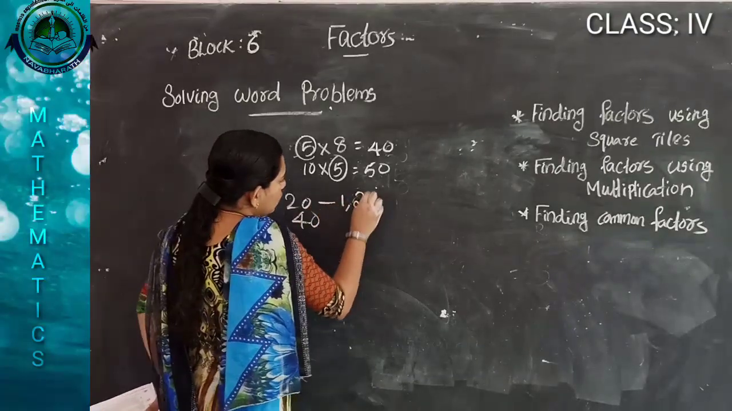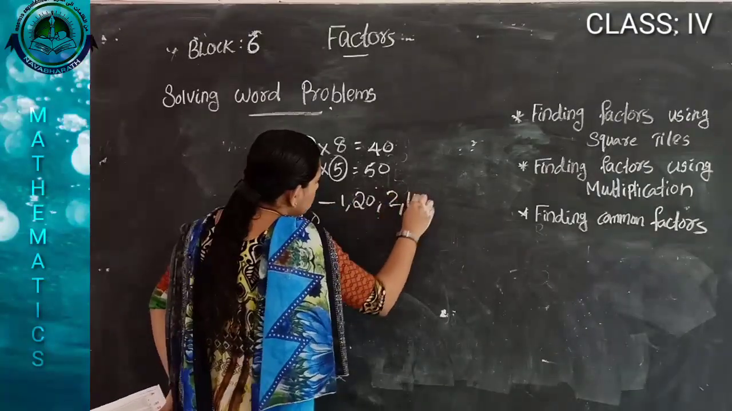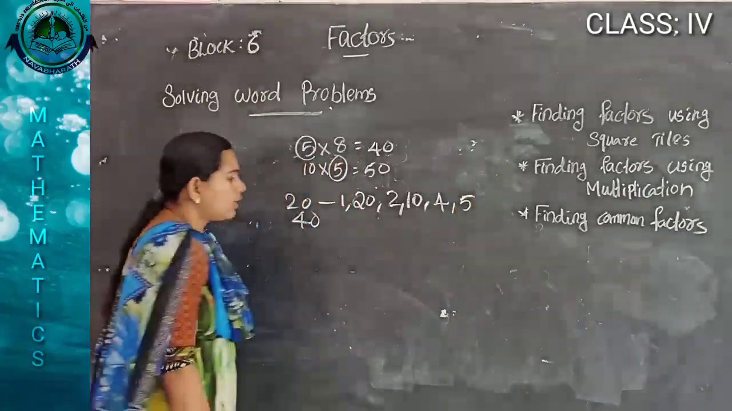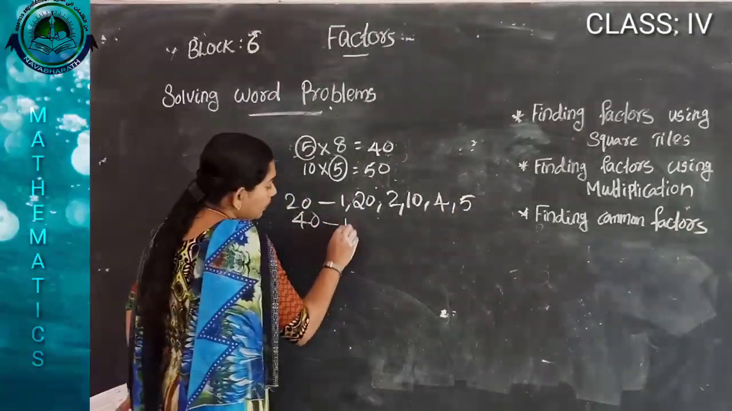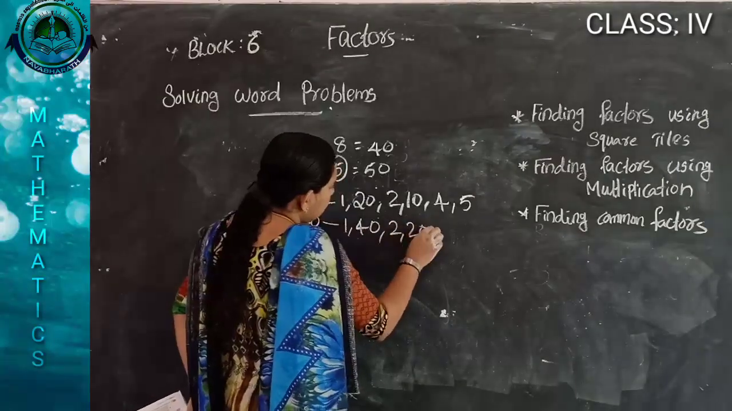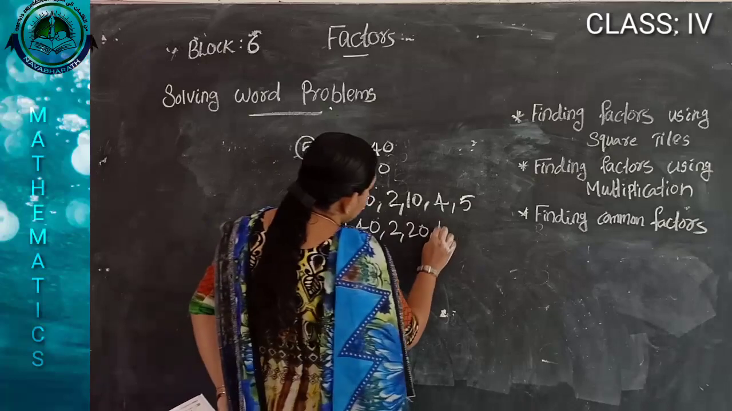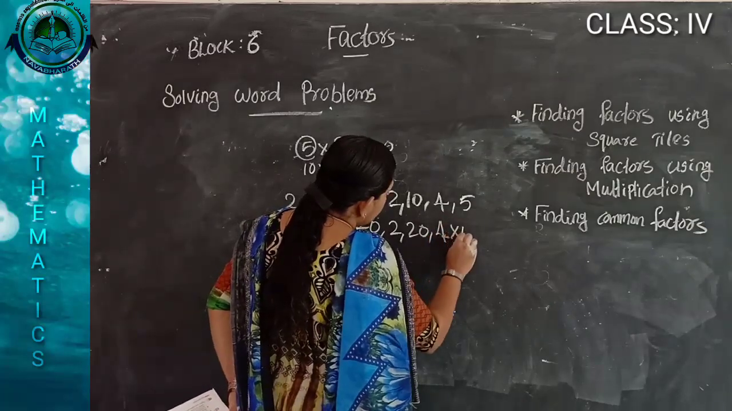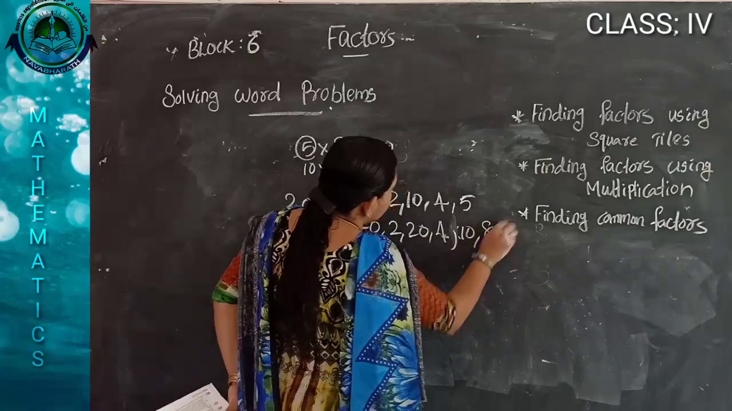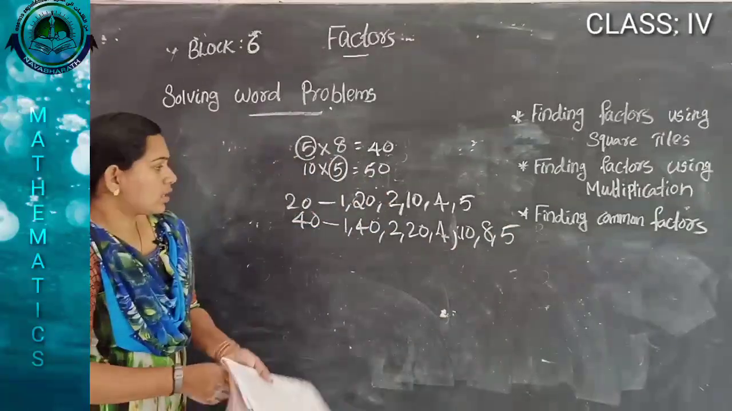1, 20, 2, 10, 4, 5. These are the factors of 20. 40: 1, 40, 2, 20, 4, 10, 8, 5. So common factors.